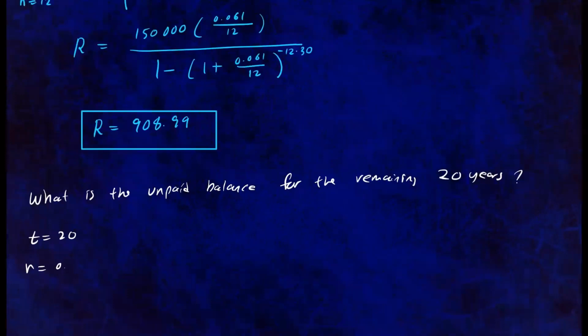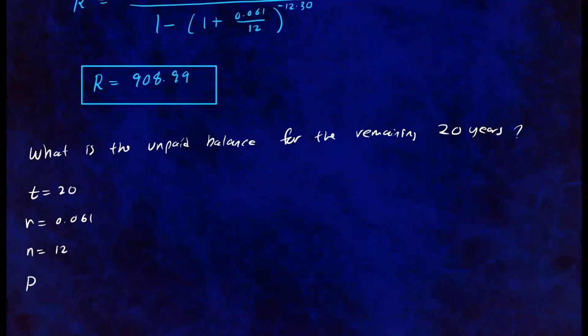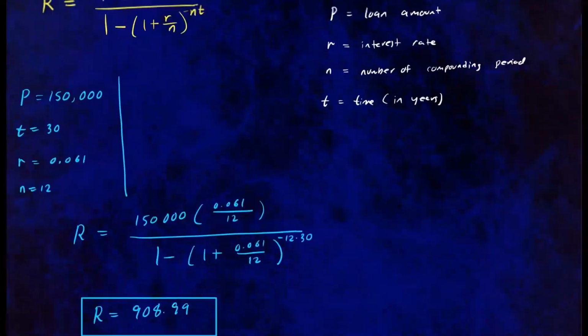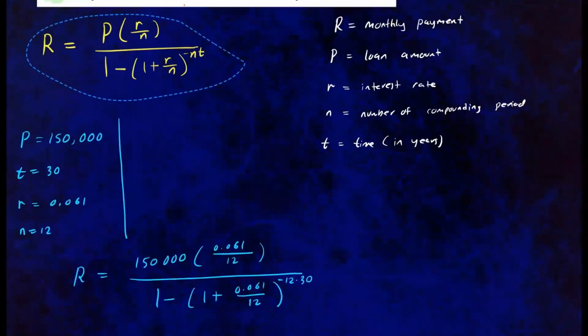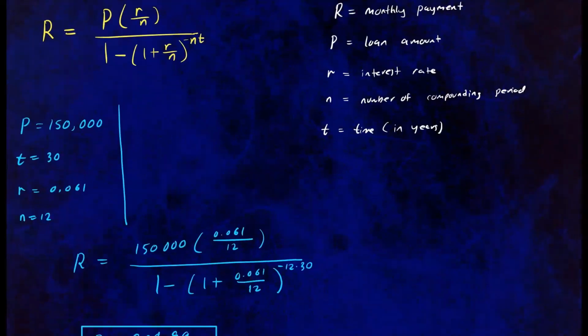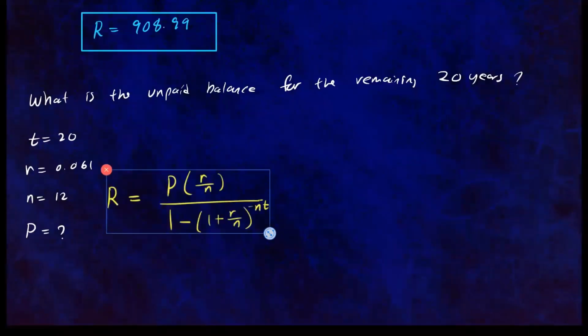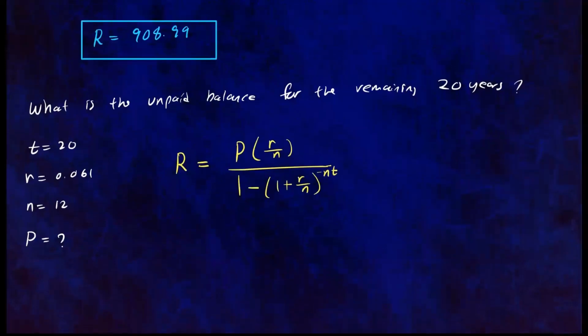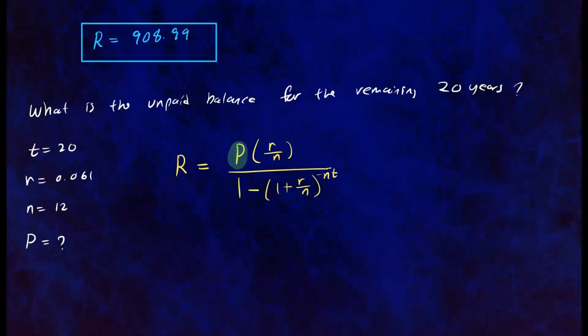So we have r equal to 0.061, and we're still compounding every month. Now we're looking for the loan amount, the principal amount, or the loan to be paid off for the remaining 20 years. This is how we're going to set it up. Now, if you again take this formula and solve for P, you will be able to find what P is equal to. I'm going to solve for P because we want to know the present value of this loan. That will be the unpaid balance.